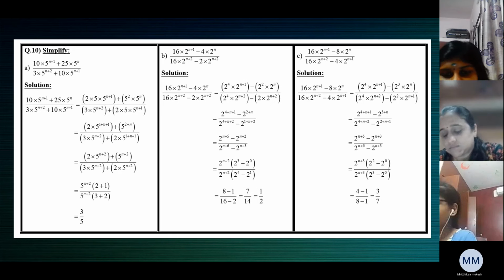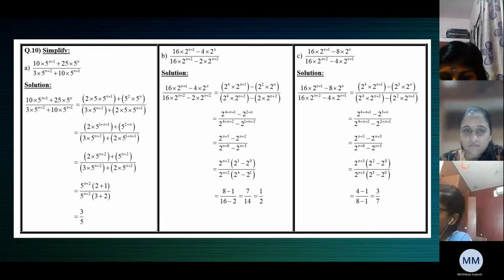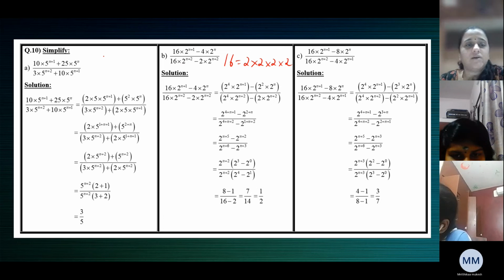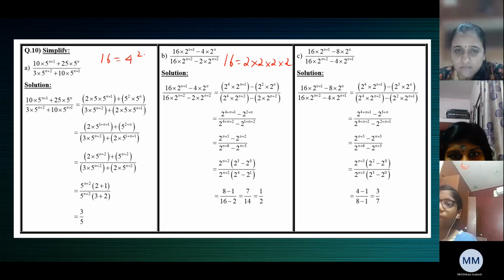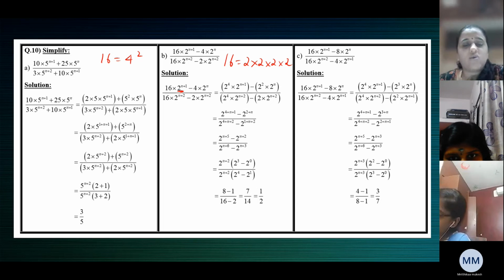Because we should write it as 2 into 2 into 2 into 2, ma'am. So 2 twos are 4, 4 twos are 8, and 8 twos are 16, ma'am. So 16 is 2 multiplied with itself 4 times. Why are you not writing 16 as 4 squared? Because 2 is the base, ma'am. Yeah, because here we see base 2, so we want to write 16 also in base 2 because it's possible. Correct. Very good.